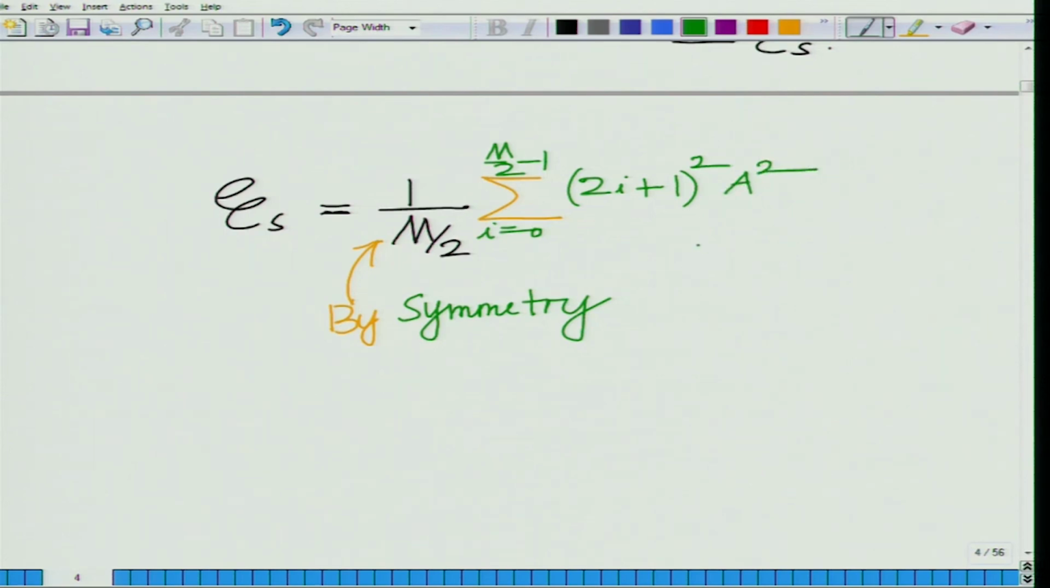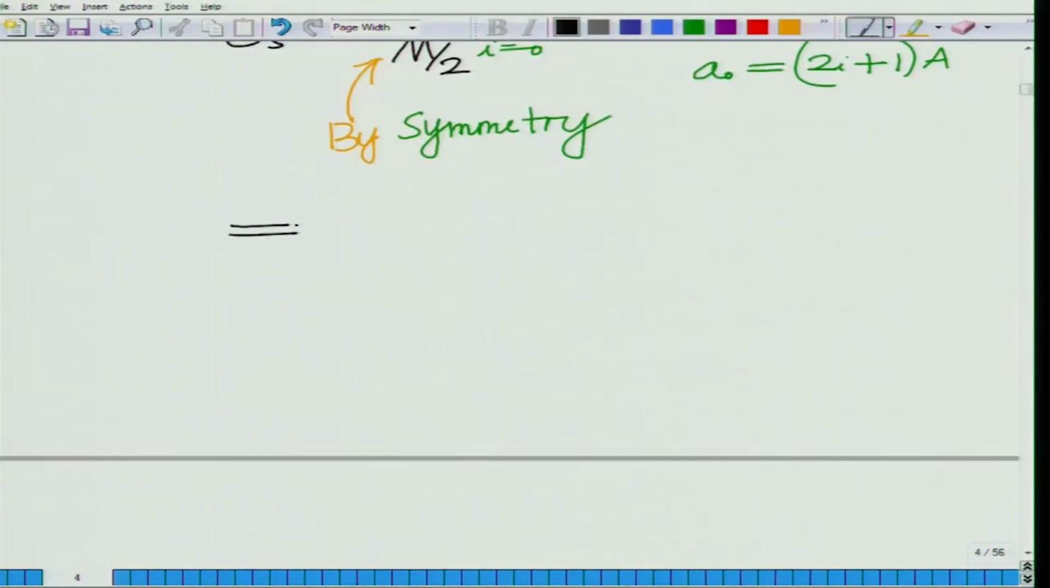Considering symbols greater than 0, A naught equals 2I plus 1 times A. Of course, for less than 0, that is when it is minus 2I plus 1 A, the energy is identical. So, that is why we are only considering half of the symbols, corresponding to plus 2I plus 1 into A. For each symbol plus 2I plus 1 A, we have one symbol which is minus 2I plus 1 times A, which has an identical energy. Now, let us simplify this average energy, because this is the most important step.